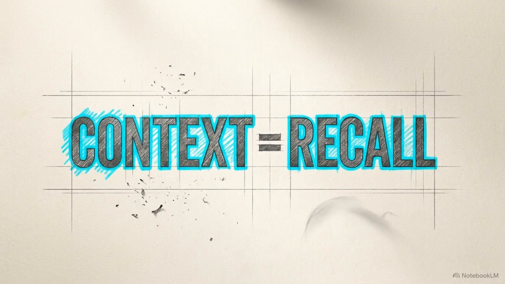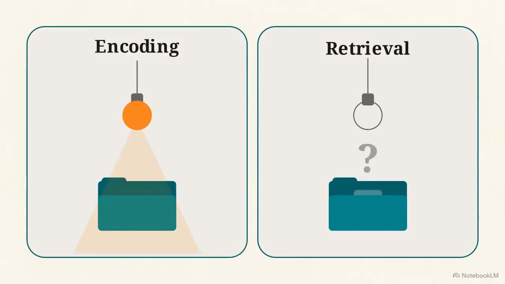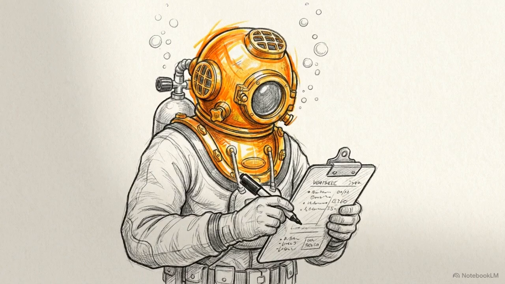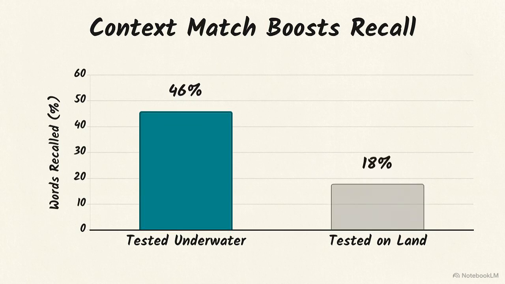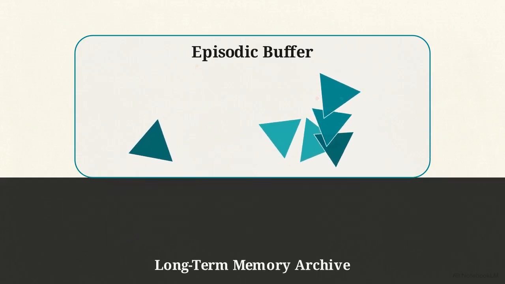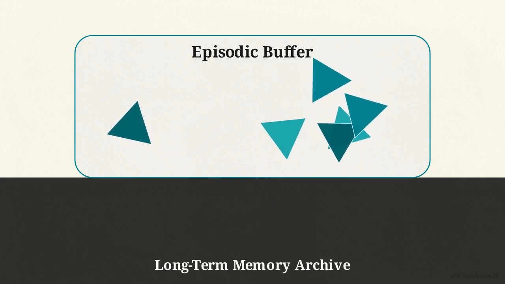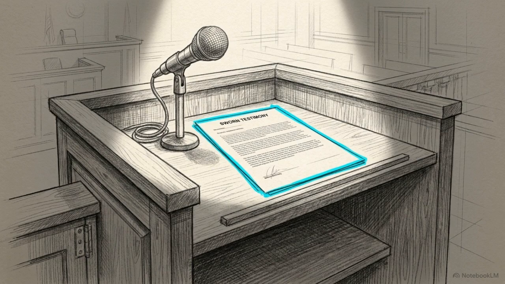Accessing this archive relies on the principle of encoding specificity. A stored memory is only accessible if the environmental and internal cues present during retrieval match the cues that were present during encoding. In 1975, Godden and Baddeley demonstrated this with scuba divers. Divers who studied lists of words underwater recalled those words far more effectively when tested underwater compared to being tested on land. Retrieval is the act of pulling these scattered, cue-dependent fragments out of the archive and reassembling them inside working memory's episodic buffer. This real-time reassembly exposes a vulnerability.